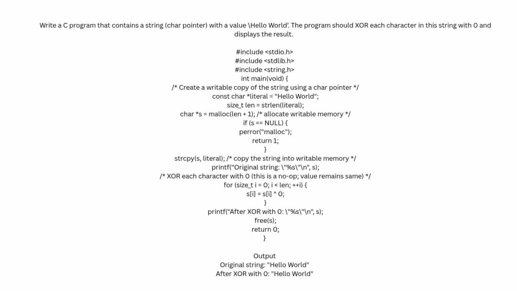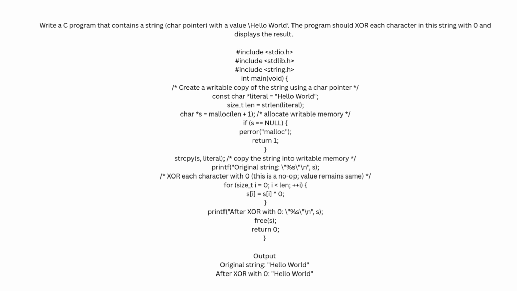For size_t i equals 0, i less than n, plus plus i, here it starts a loop from i equals 0 to i equals 10. If you observe, this is where we are actually performing the XOR operation. s of i, the caret symbol represents an XOR operation. XOR with, as we said in the question, 0. XOR with 0 keeps the same value. So hello world remains unchanged, and then it is the end of the loop.